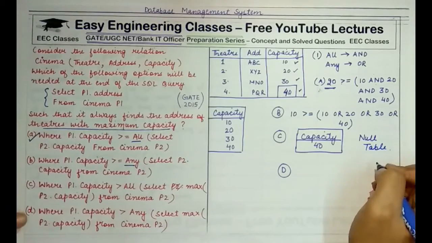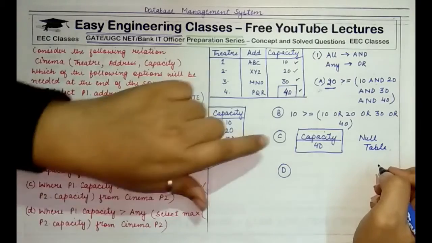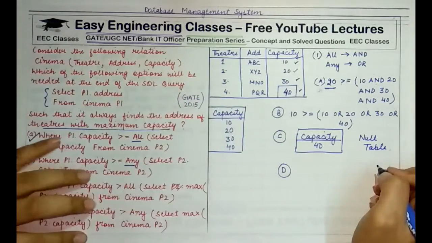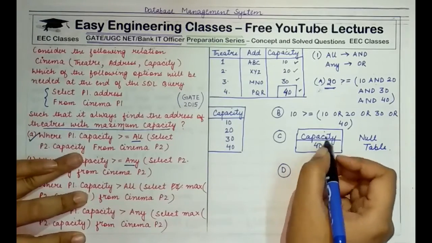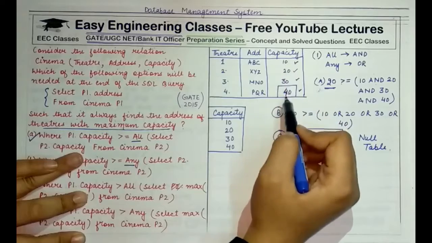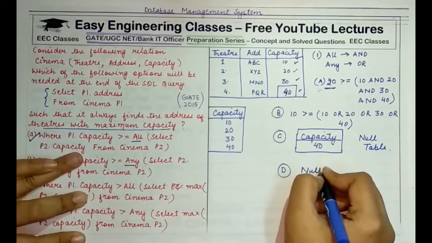Okay, now what we are doing in D part also says where P1 dot capacity is greater than any of the values that was the result of the inner query. The result of the inner query is a single value 40, and there is no value in this table that is greater than 40. So this will also result in a null set.